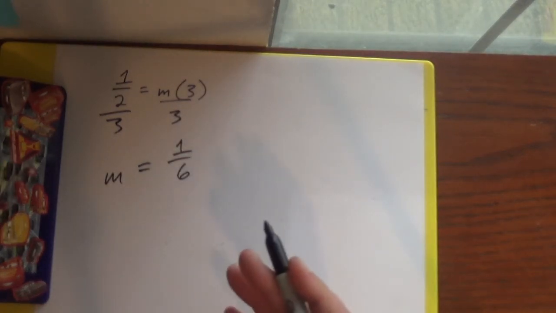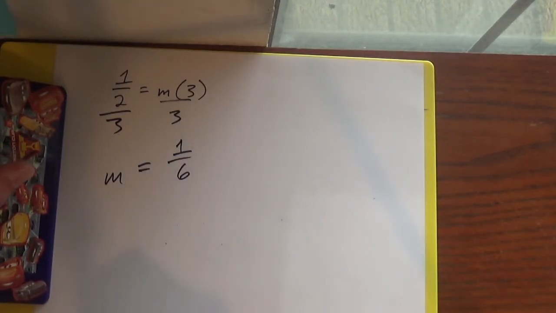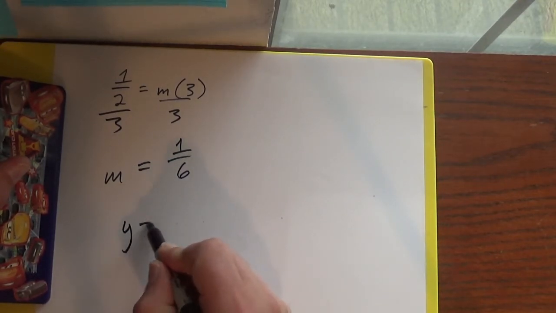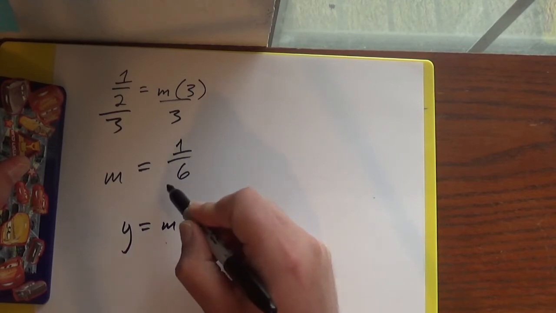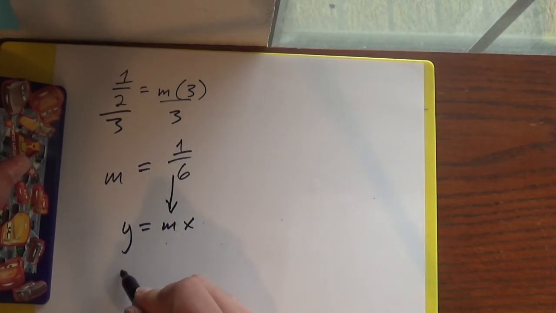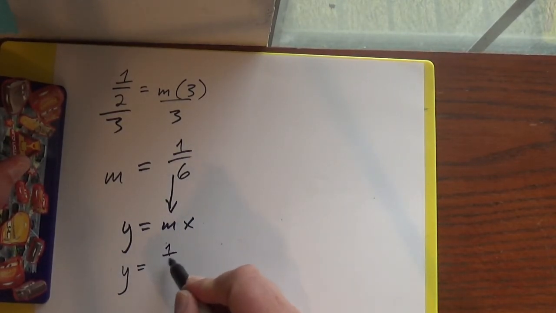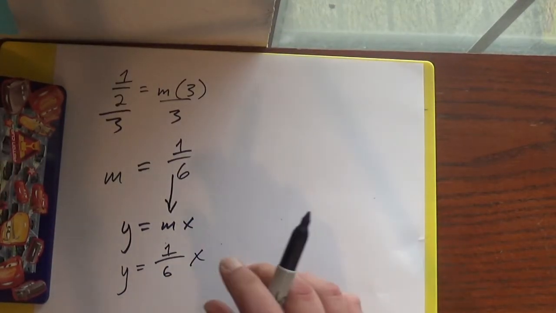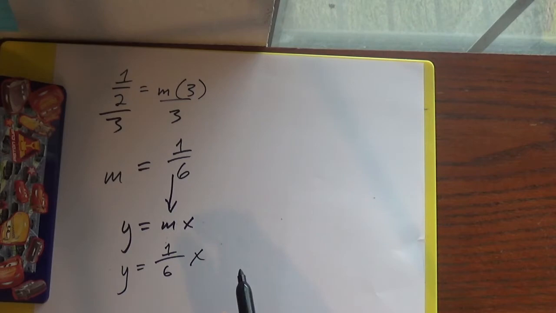So now I've got the slope, but they asked for an equation. So now I need to put this back in the equation. So I have y equals mx. I'm going to put this here. So y equals 1/6 x. And that's usually all you need to know for direct variation.